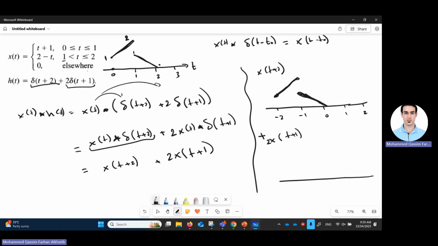So let's try to draw the one with minus 1. So I have negative 2, negative 1, 0, 1, 2. I'm plotting it so I can do the addition point by point. It will be easier this way. So the same function shifted to the left by 1. So here, something like this. And notice I'm scaling by 2. So this one's going to be 2. This will be 4, 2, 0, right?